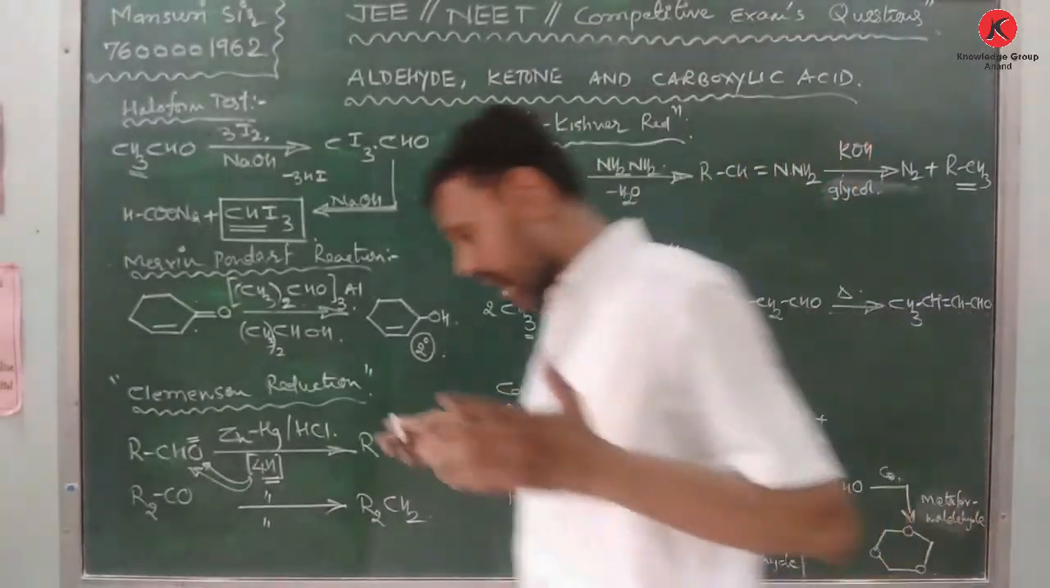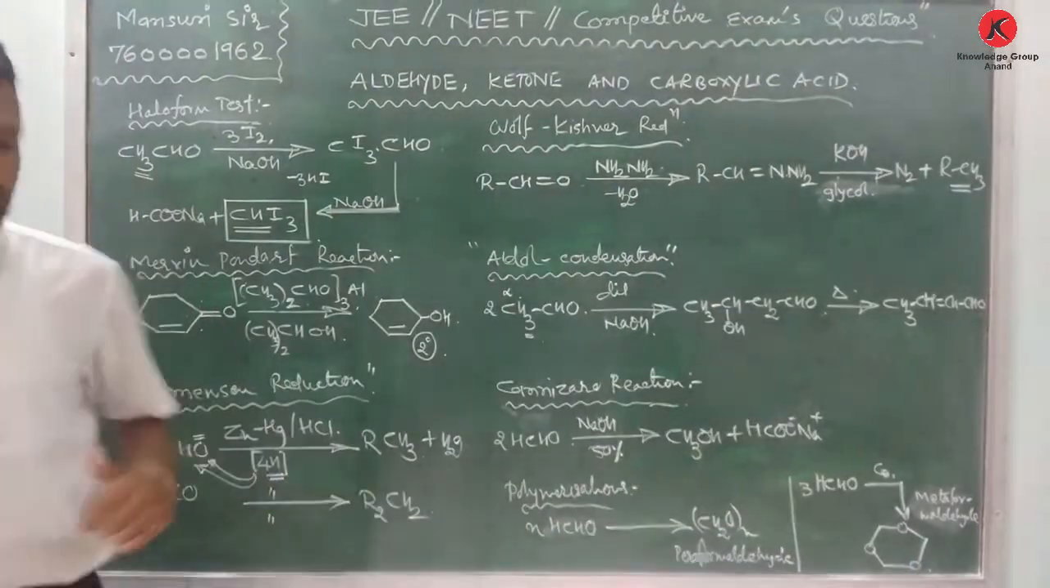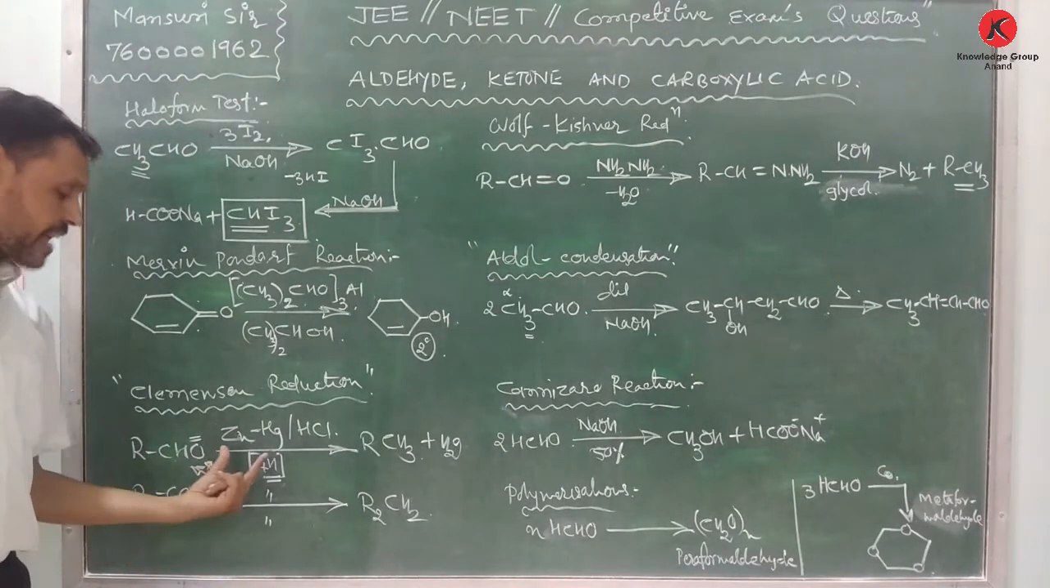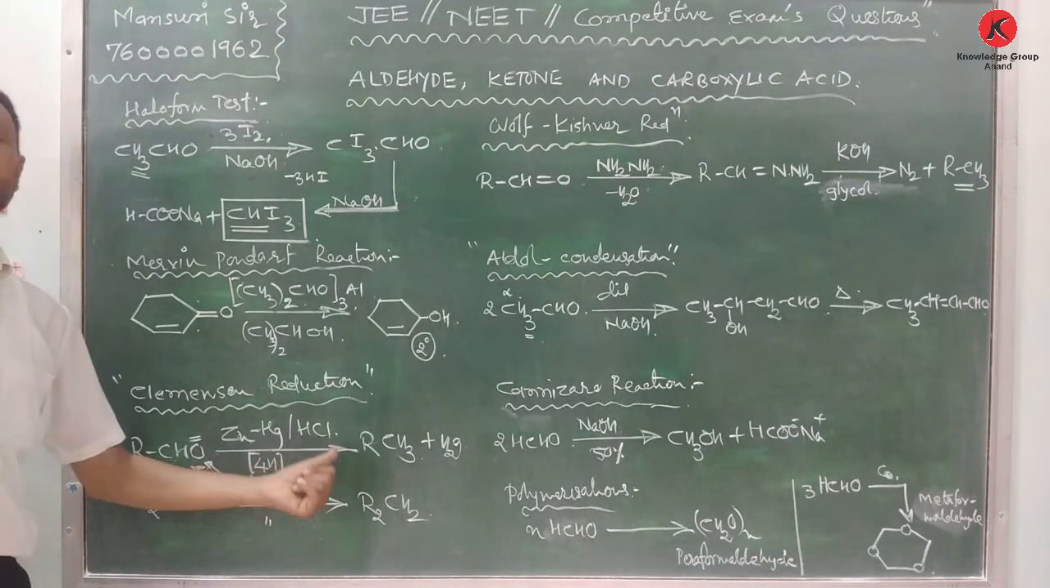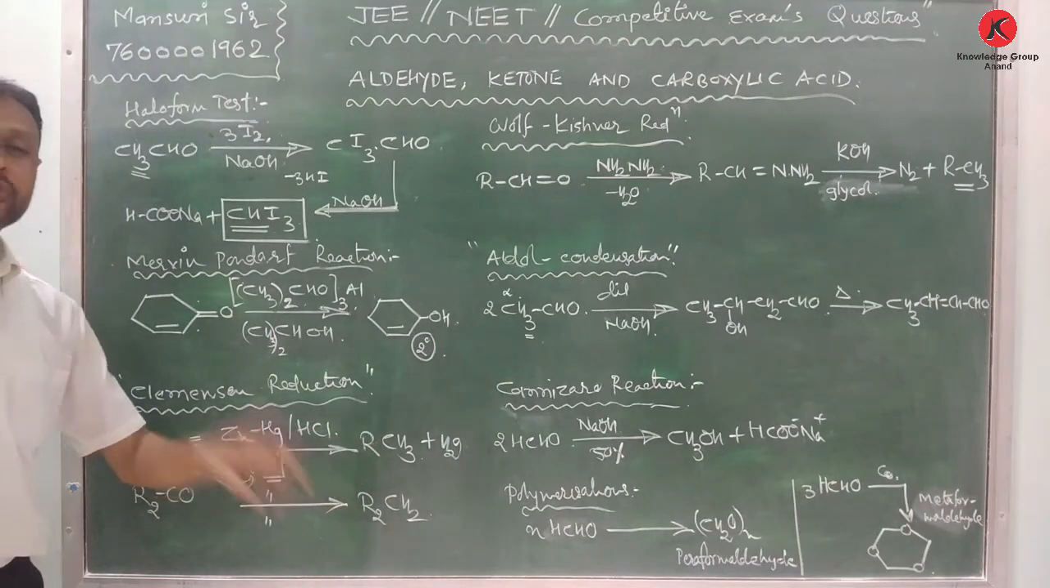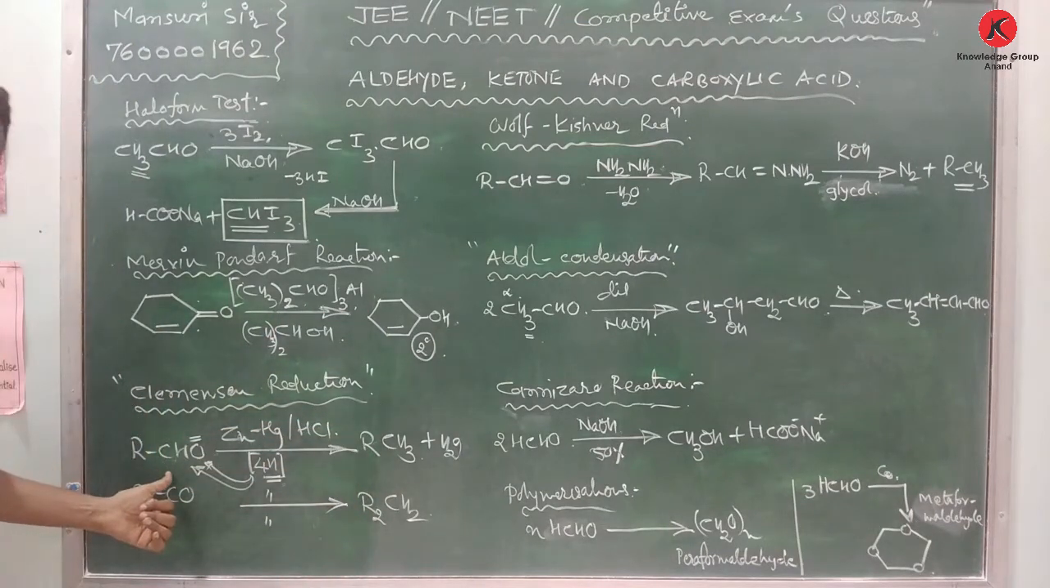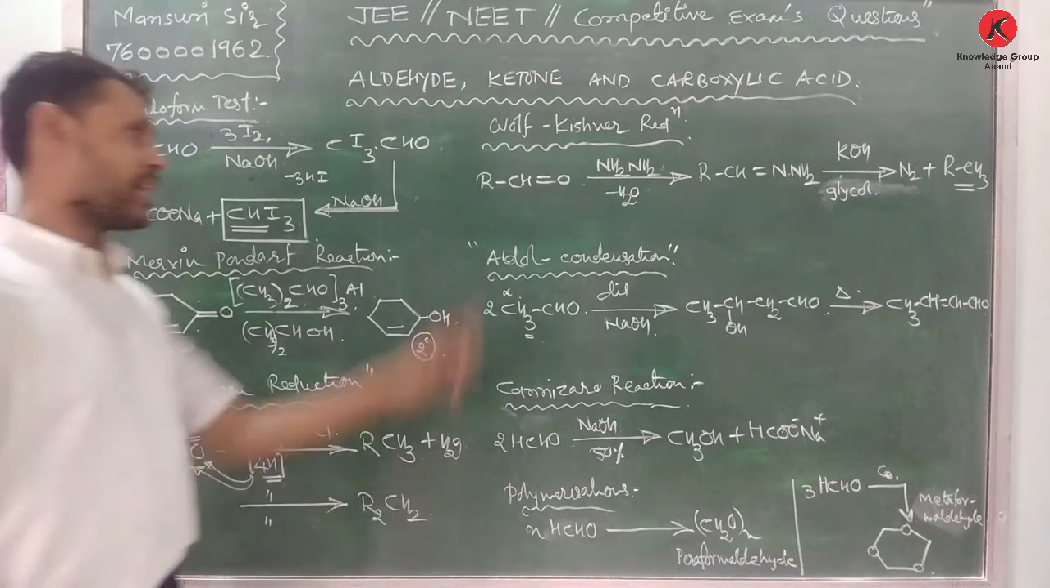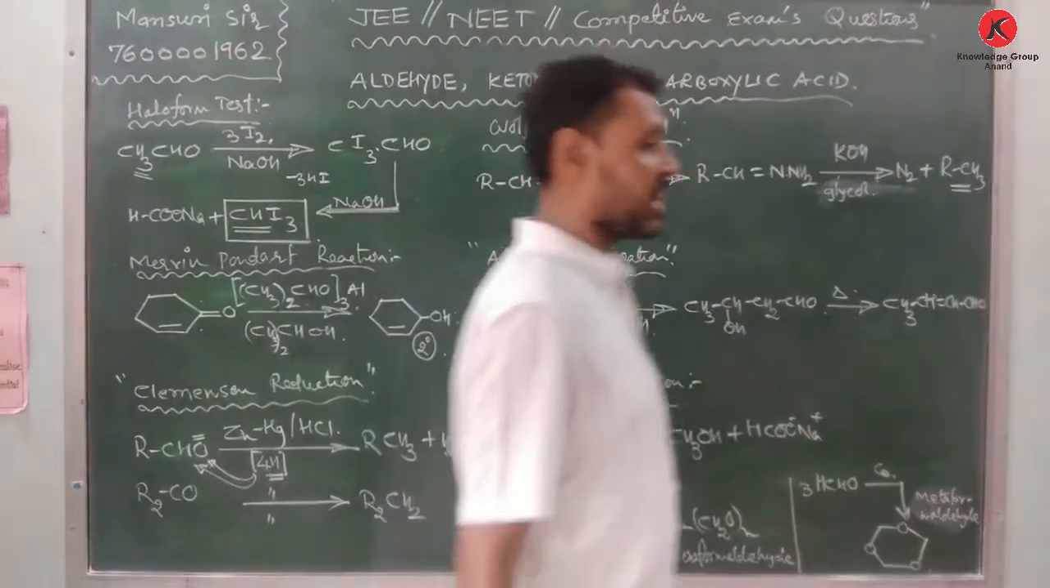When propanal is given, you can obtain propane. So we can say that aldehyde and ketone react with Zn-Hg/HCl, then reduction is taking place. That is why alkane is obtained from aldehyde and from ketone. This is Clemmensen reduction. Similarly, we are going to Wolff-Kishner reduction.